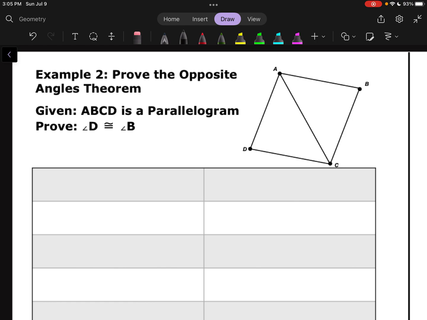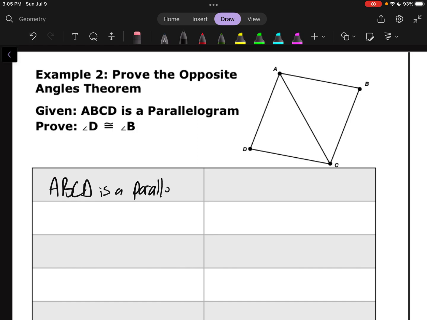So this first one says prove the opposite angles theorem. So the opposite angles that we're going to look at in this one are angle D and angle B. We're going to try to prove why angle D must be congruent to angle B if ABCD is a parallelogram. So our given says that ABCD is a parallelogram.